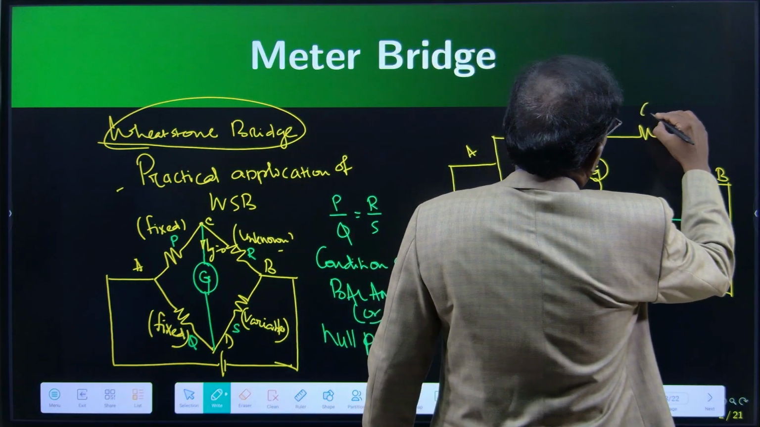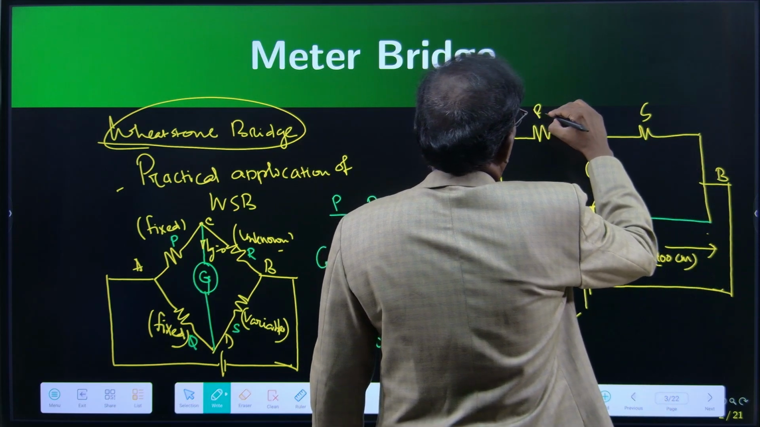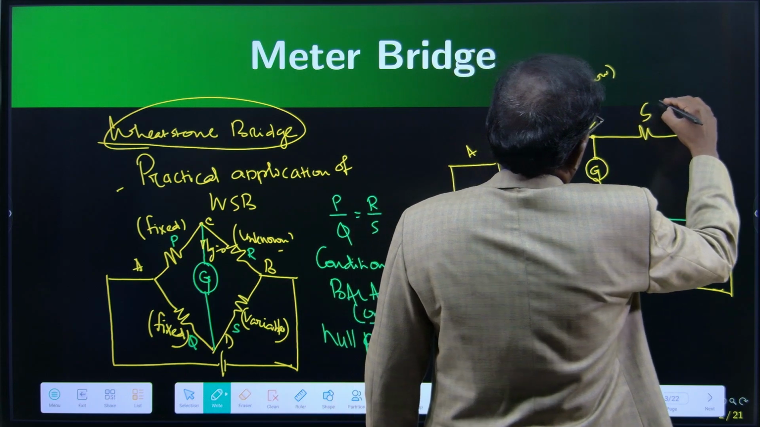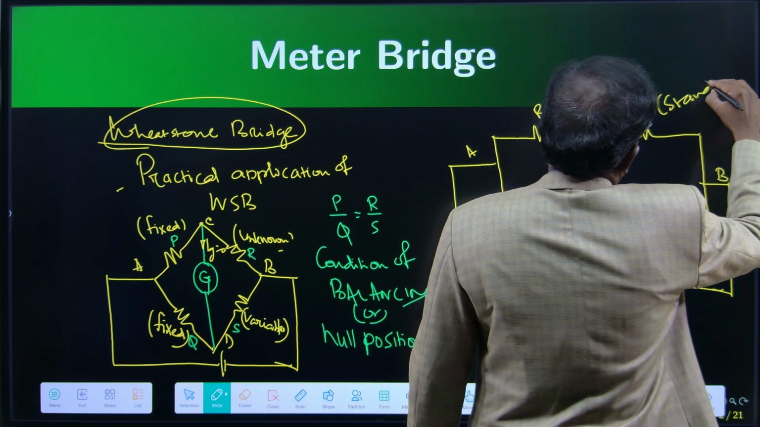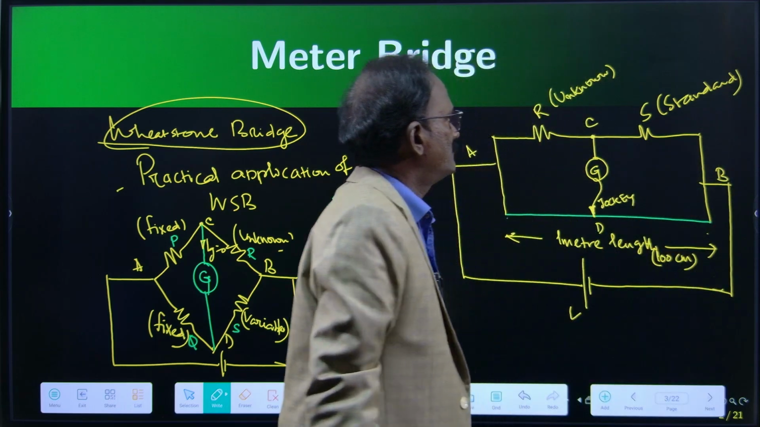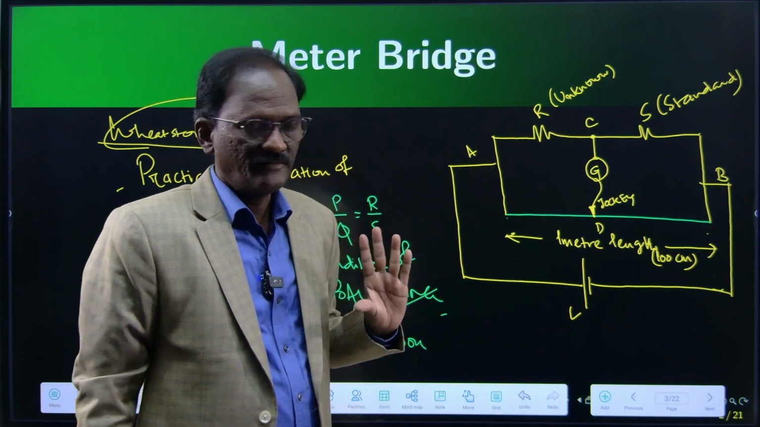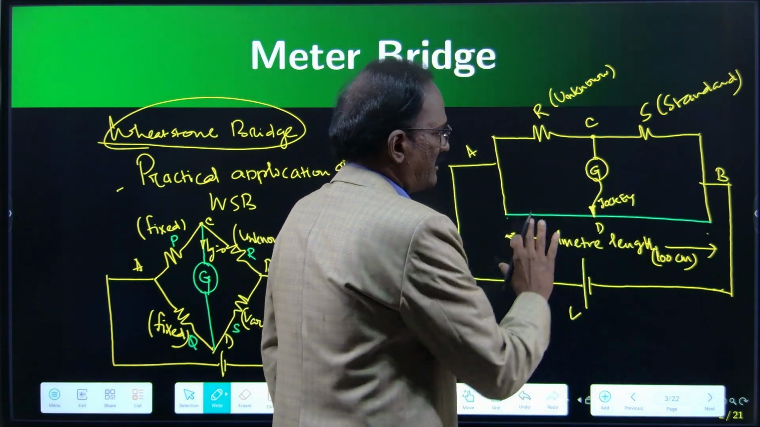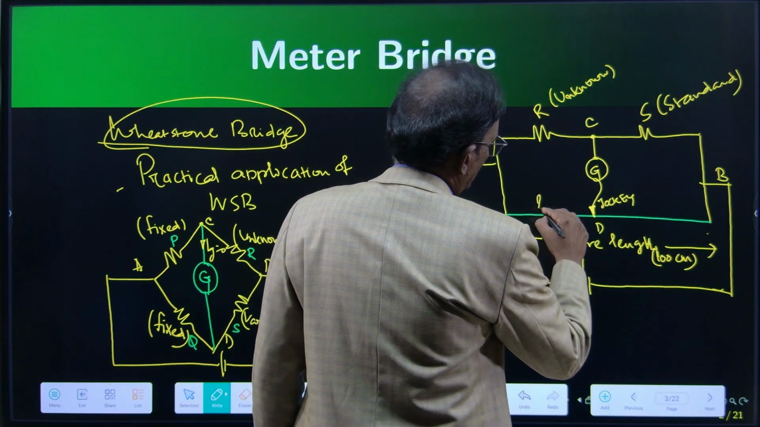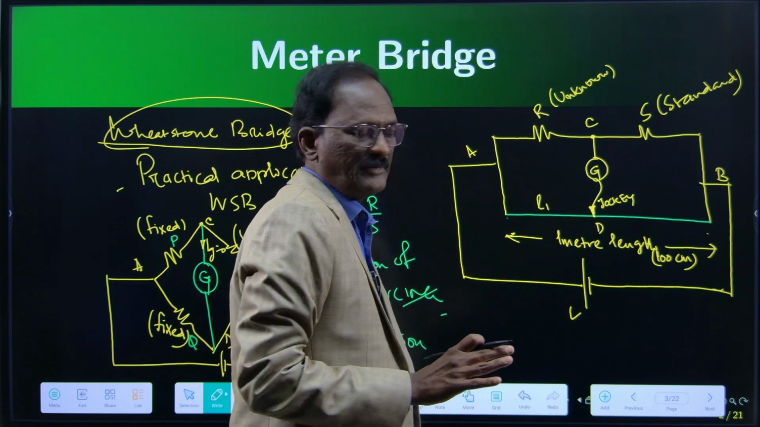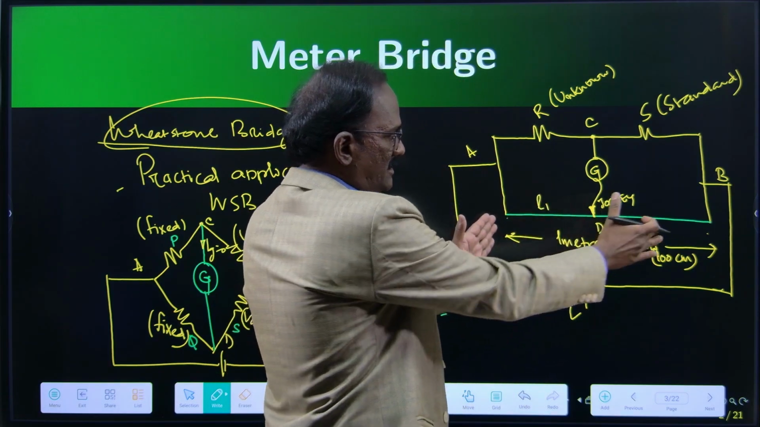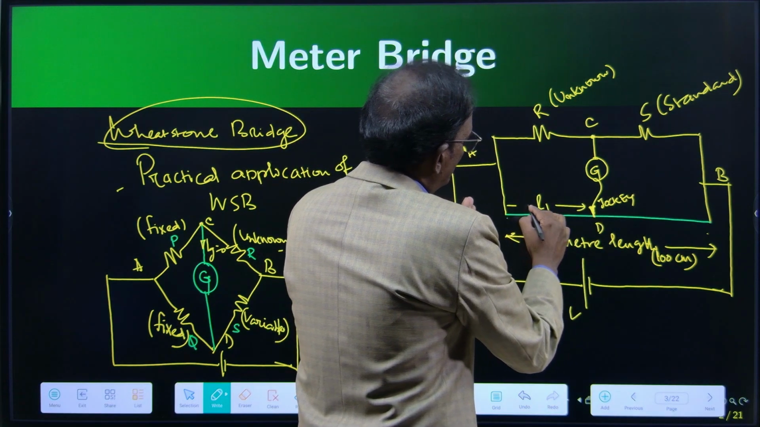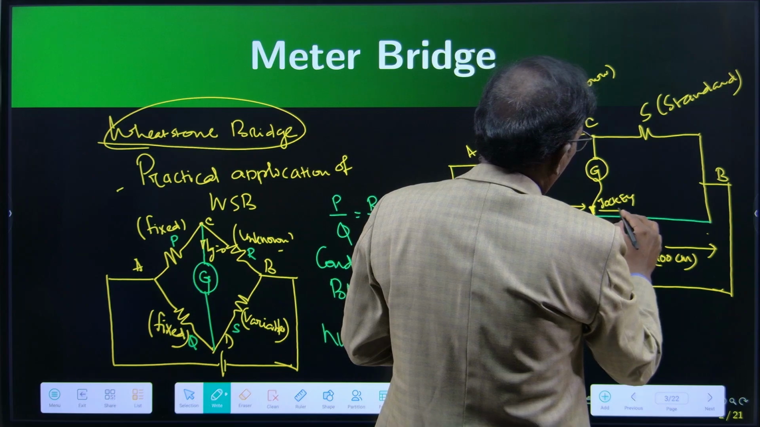This value is a standard value. This is unknown value. So R is the unknown value. S is the standard value, that is fixed value. R is the unknown value, S is the fixed value, right? We will have the green wire, this length, let me write it as L1 meter, right? 100 centimeter or L1 centimeter. This length is L1 centimeter. Then this will be naturally 100 minus L1.